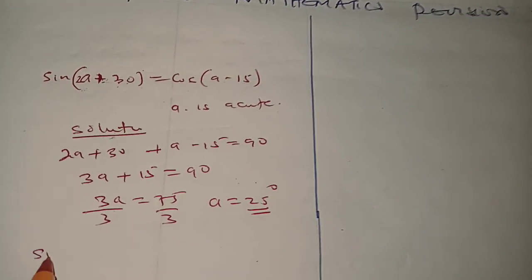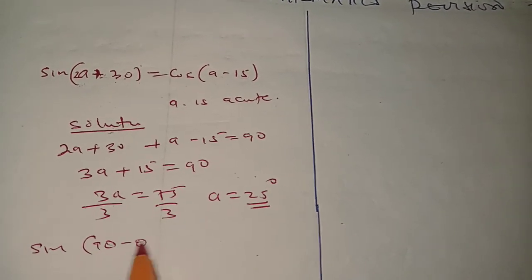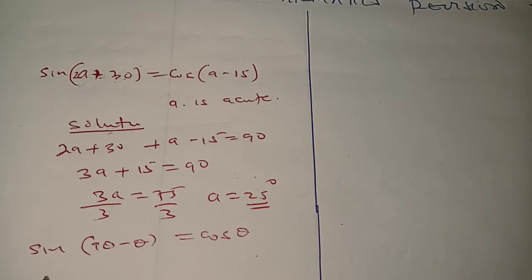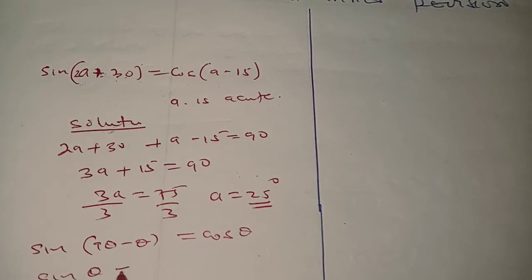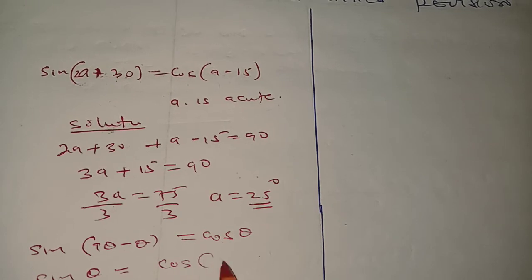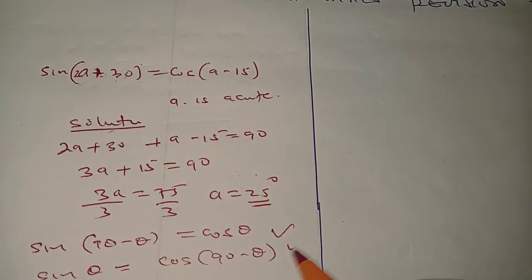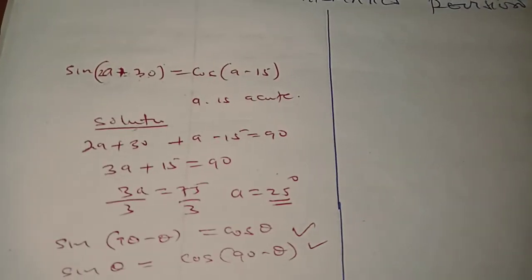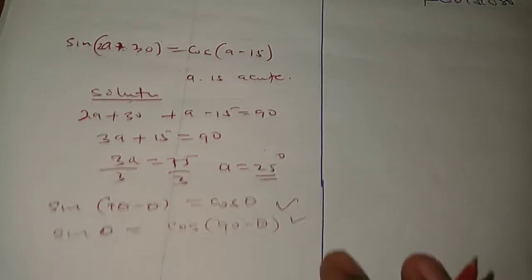There is a fact that says sine of (90 - theta) is equal to cosine of theta, and also sine of theta is equal to cosine of (90 - theta). In fact, that relationship comes from here. So that's wonderful. Let's do another question.